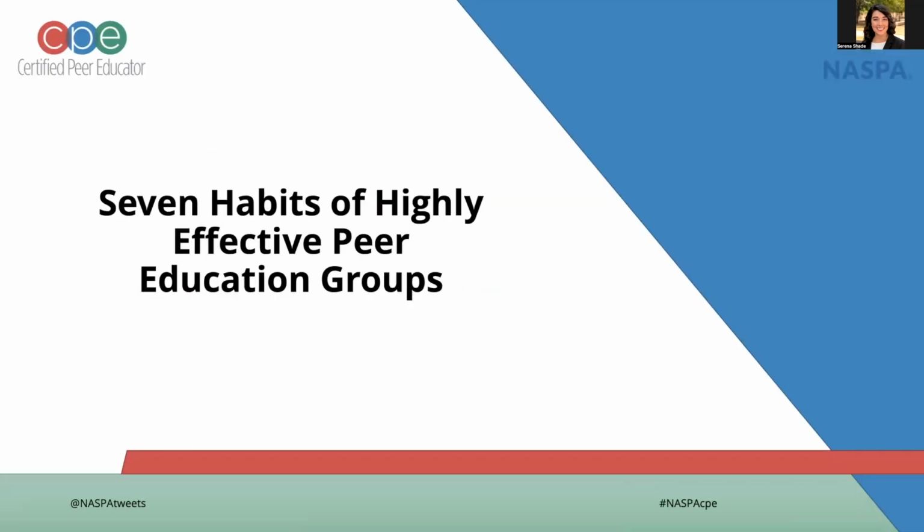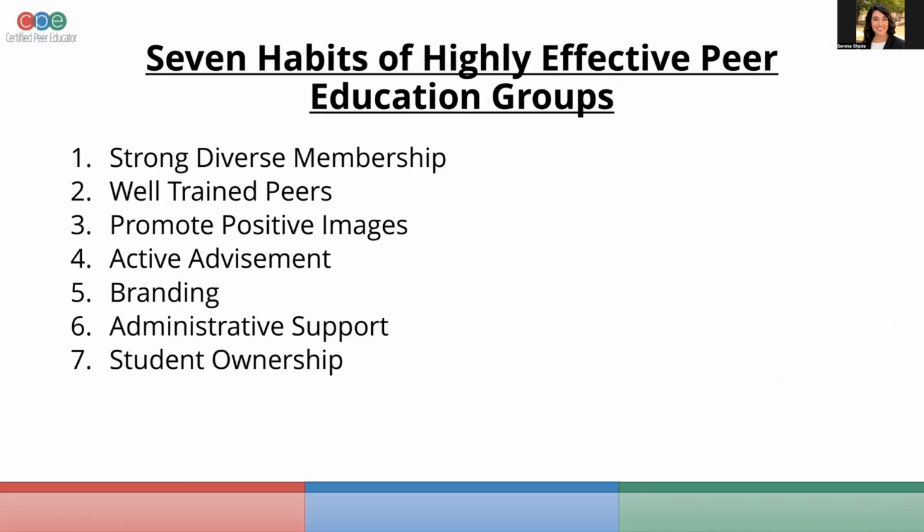So now we're going to look at the 7 habits of a highly effective peer education group. Now that we have some principles to guide the work that we do, we really want to look at the qualities of a group that make it highly effective. So these qualities are strong, diverse membership, well-trained peers, we promote positive images, active advisement, branding and administrative support, and student ownership.